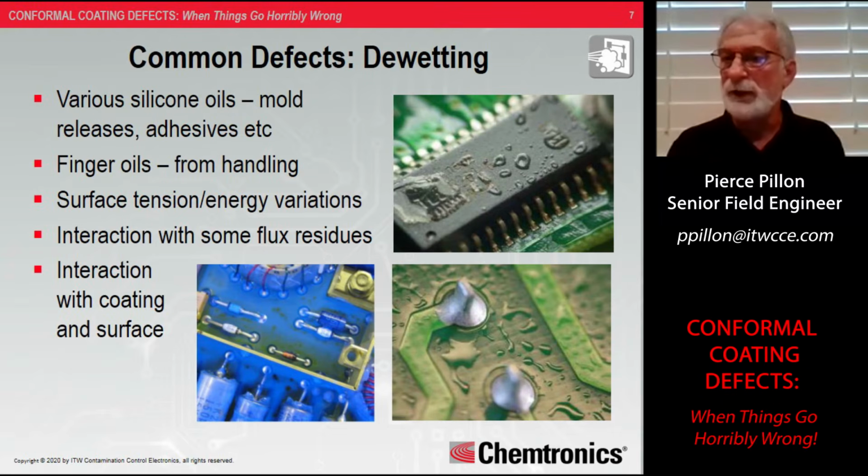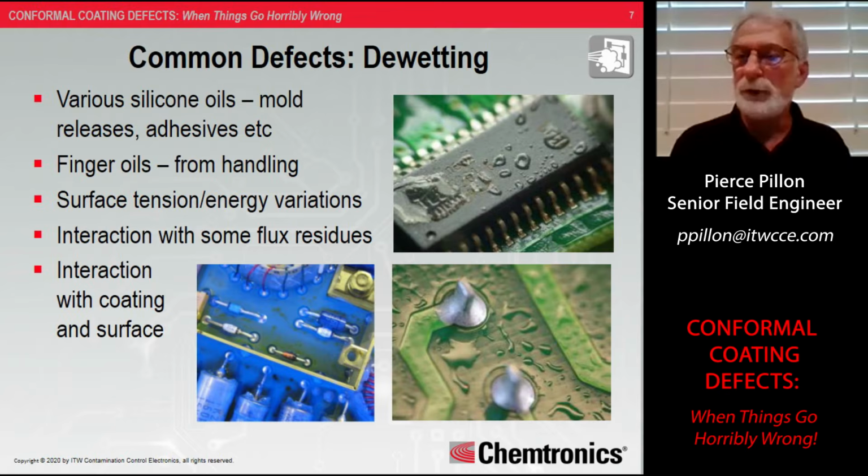It could be a contaminant on there. As mentioned here, it could be little spots of silicone oils from mold releases, adhesive residues. It could be oils from your hands and your fingers from handling the board if you're not properly taking those precautions. Again, surface tension and surface energy variations. That coating is not allowed to properly wet and then bond to that surface.